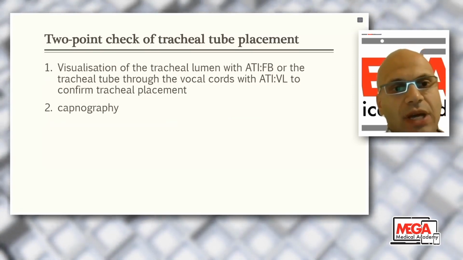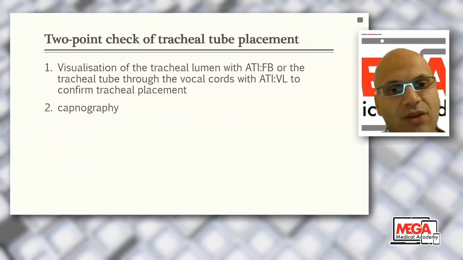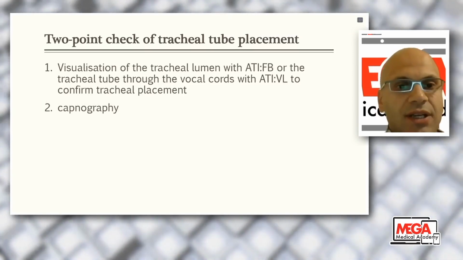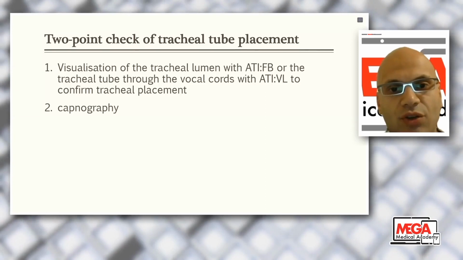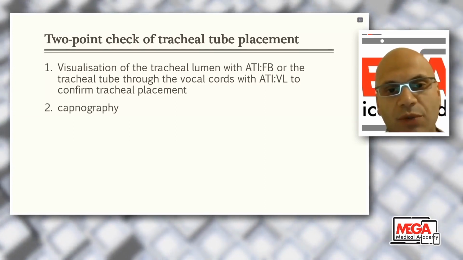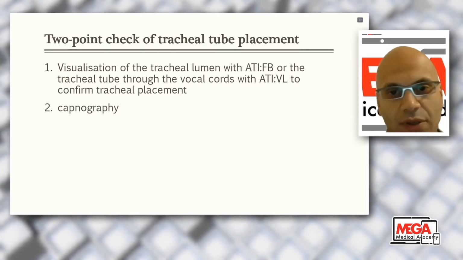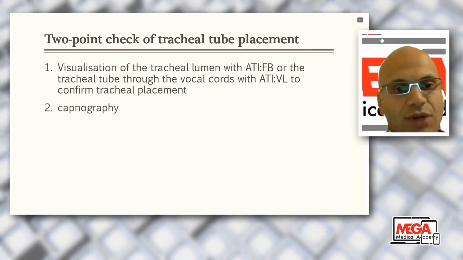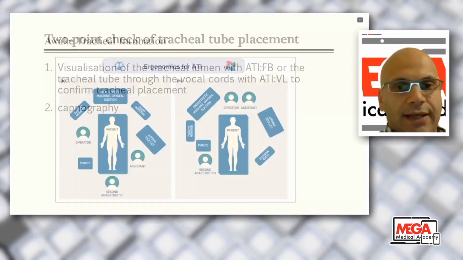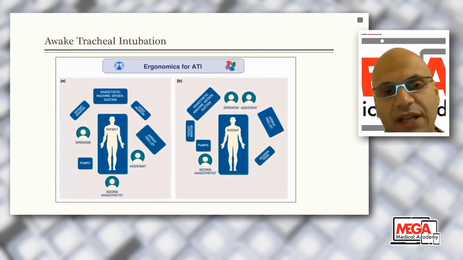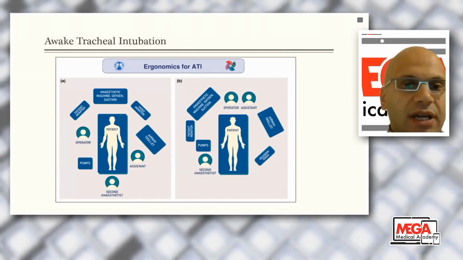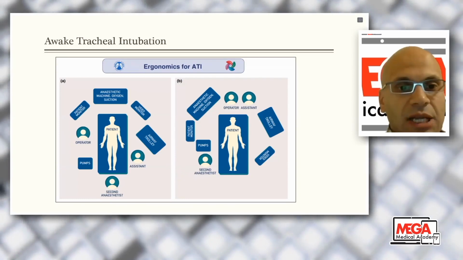After intubation, you have to check two points. You have to be sure that the tube is intratracheal, by visualizing the tracheal lumen if you are using fiber optic, or by visualizing the tube going between the vocal cords if you are using video laryngoscopy. And of course, you have to see the capnographic wave on the monitor. I recommend all of you to have a quick look at the guidelines in detail about this.